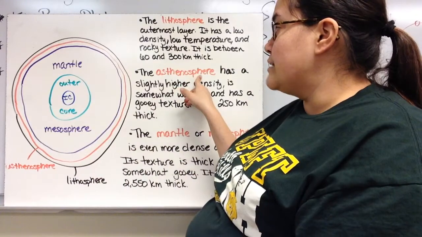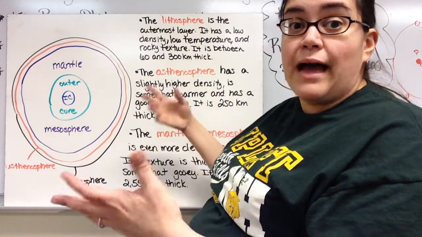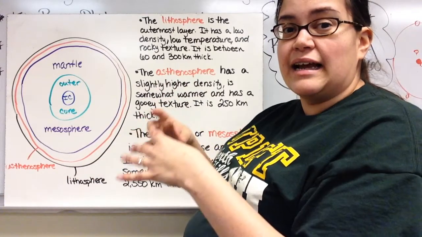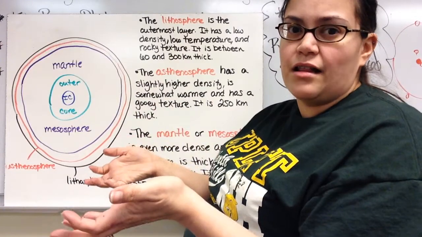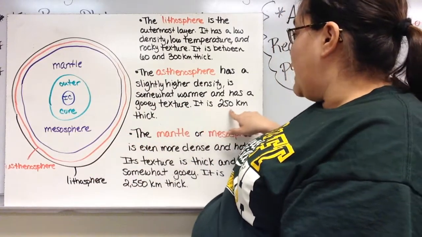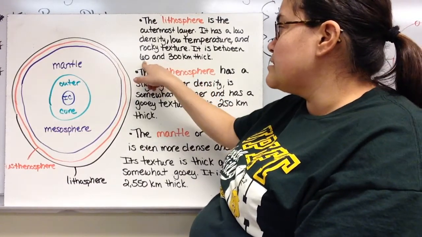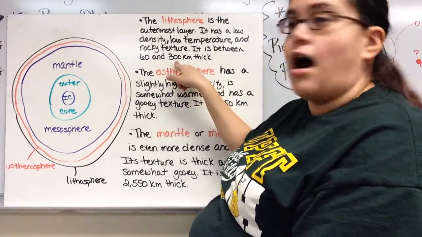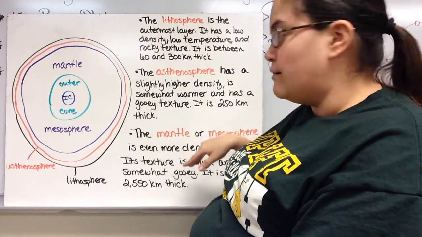If you think of it, the asthenosphere is basically lava or magma. It's magma, lava, right? And it has that kind of gooey, warm, hot texture. It moves, but it's still a solid. And it's 250 kilometers thick. So it's thicker than some parts of the lithosphere, but not all of it. So this part is also fairly thin, the asthenosphere.